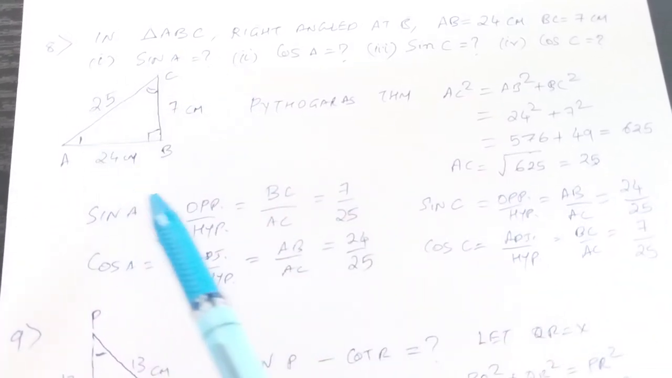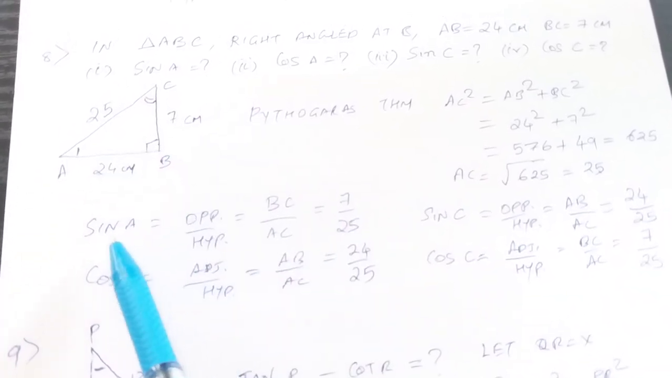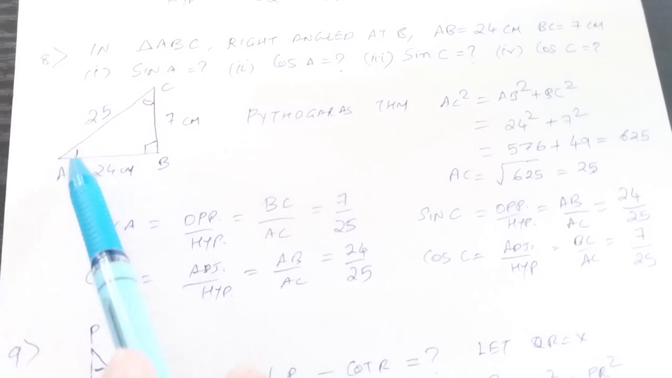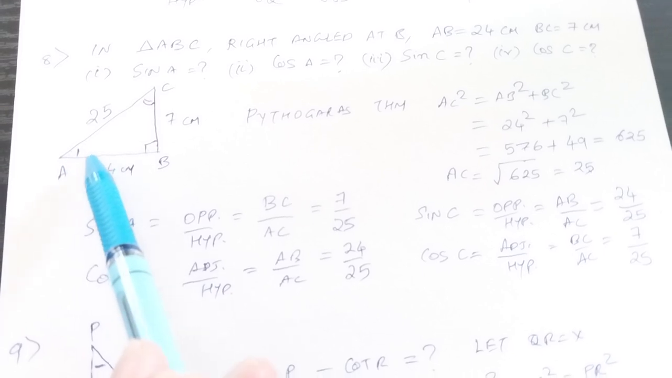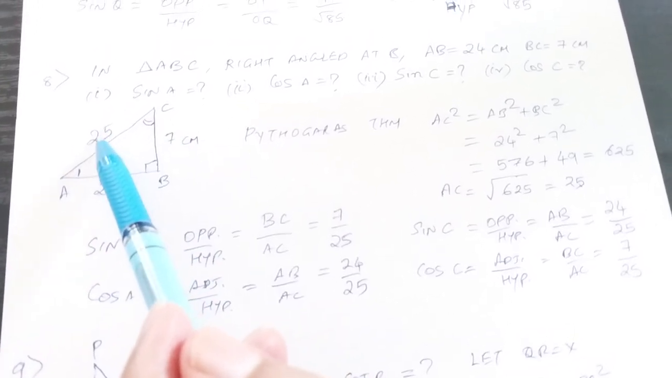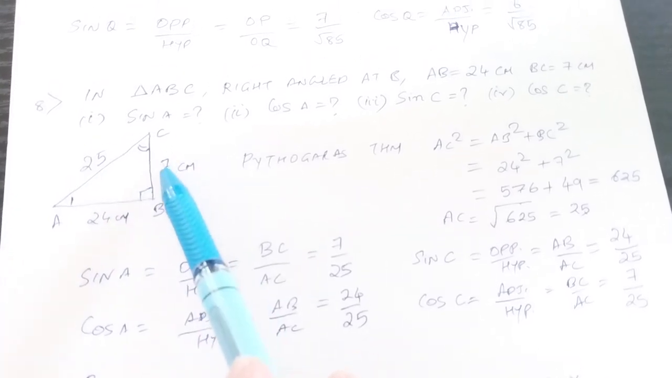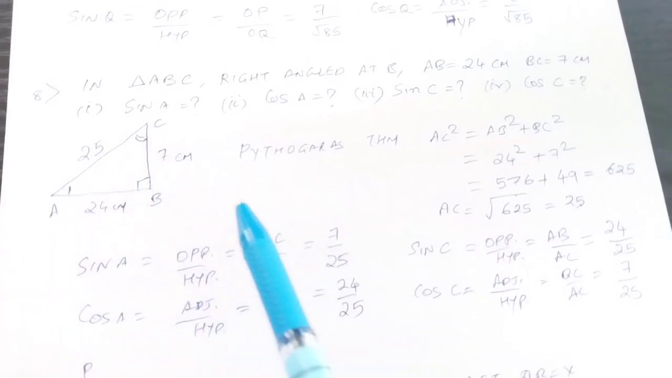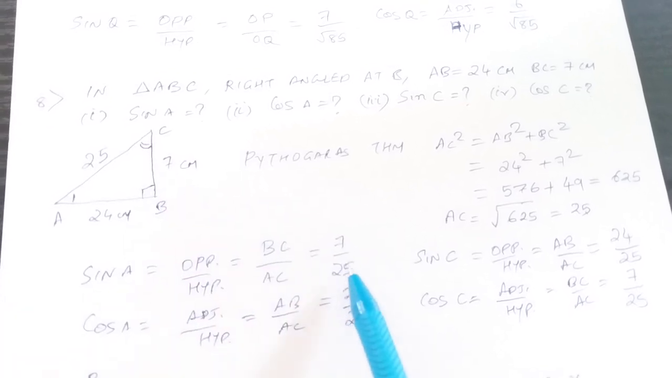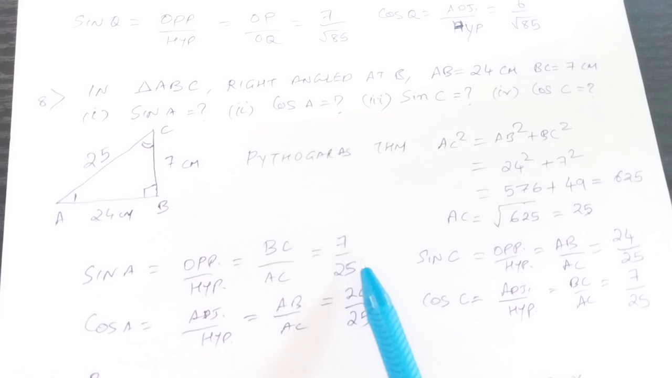Now, given all this information, we can find sine of A. See, this is the angle A. I am pointing it out to you. Now, sine is defined as opposite divided by hypotenuse. So what is the opposite in this case? It is BC, which is 7 centimeter. And what is the hypotenuse? AC, which is 25. So sin A is 7 by 25.